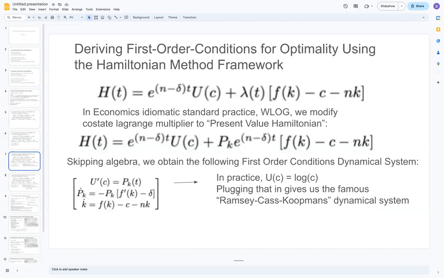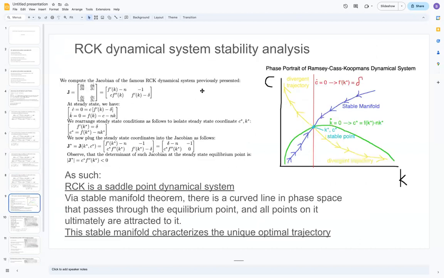And so plugging that in gives us the famous Ramsey-Cass-Koopmans dynamical system. And we get this result as follows. This is also known as the Keynes-Ramsey rule for optimal policy for consumption behavior, and a Nobel Prize winning result. As such, in an examination of such a dynamical system, we perform a stability analysis.